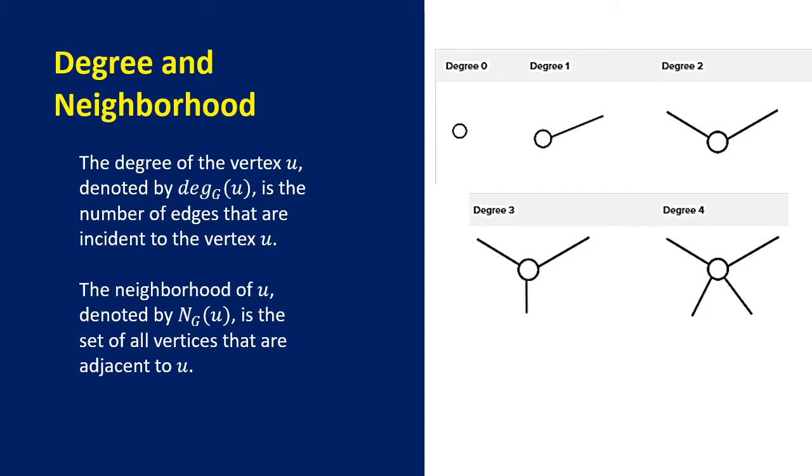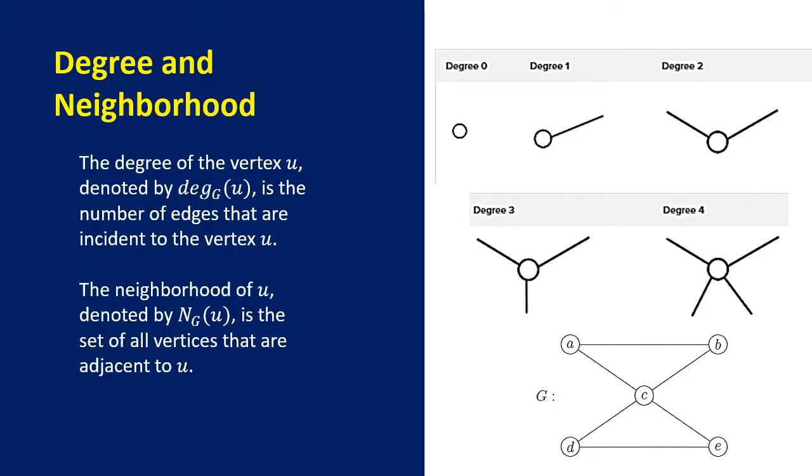What do we mean by degree and neighborhood? The degree of a vertex U is just the number of edges that are incident to the vertex U. Meaning to say, how many edges are coming out of the vertex. So if you have a vertex like this, you have 3 edges coming out of it. That means that it has degree 3. What do we mean by the neighborhood of U? It's just the set of all vertices that are adjacent to U.